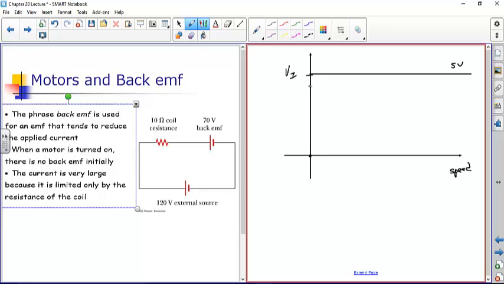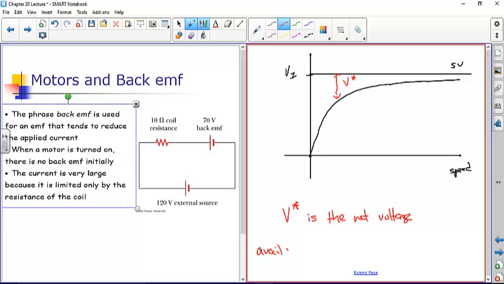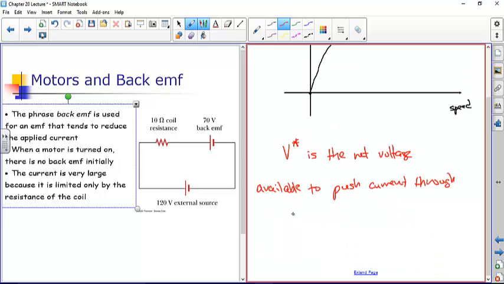So at 0 speed, you're going to have the full voltage of the battery, or whatever it is, to provide current to the motor. Now once the motor starts to spin, the motor starts to generate a back voltage that reduces the net. So this difference is the voltage. Let's call it V star, okay? And V star is the net voltage available to push current through the motor.